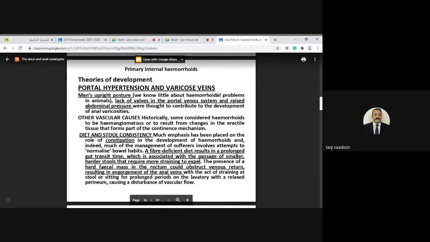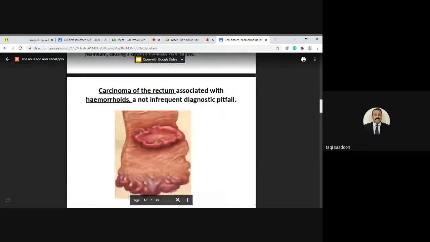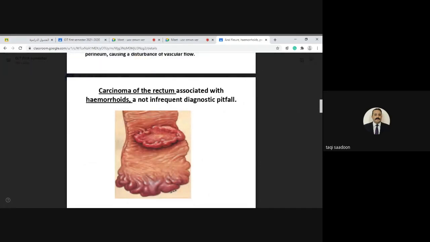That's why a fiber deficient diet results in a prolonged gut transit time, which is associated with the passage of smaller hard stool. And the hard stool requires more straining to expel. Hard fecal masses in the rectum could obstruct venous return, resulting in engorgement of the anal veins. This is the carcinoma of the rectum associated with hemorrhoids. Is the picture clear, students?